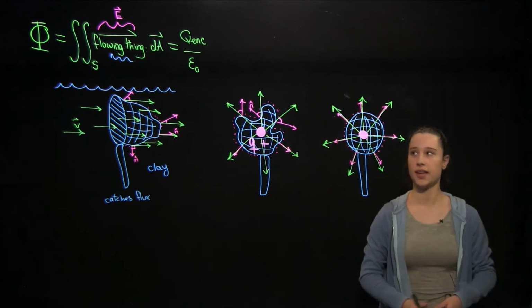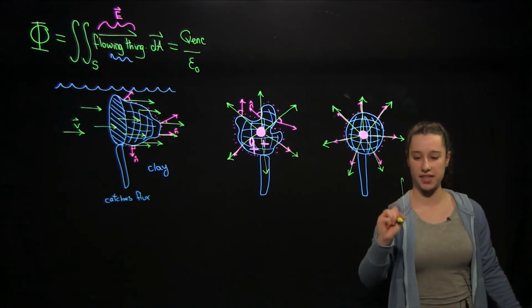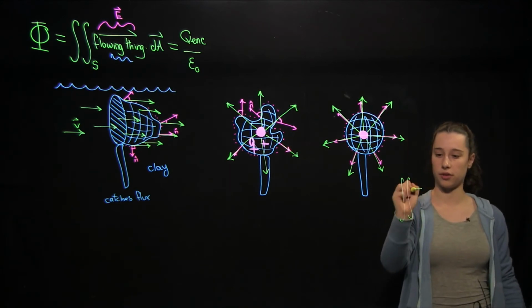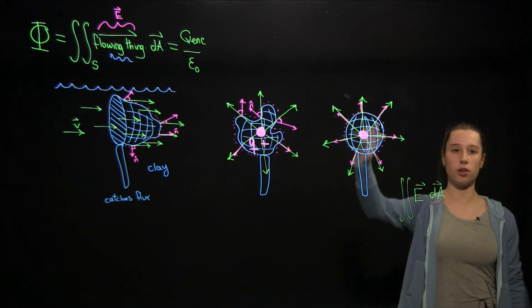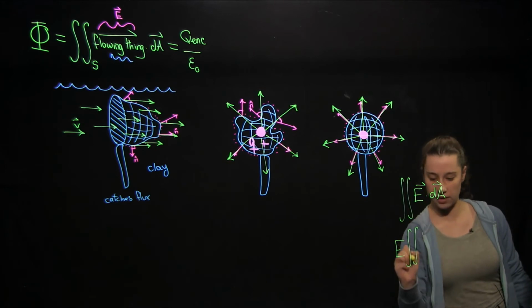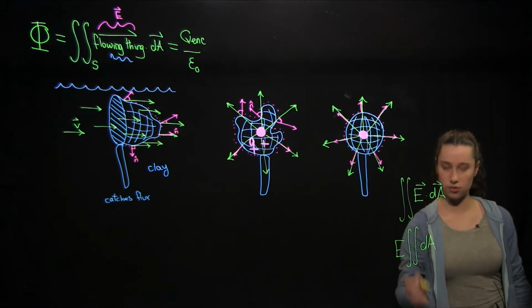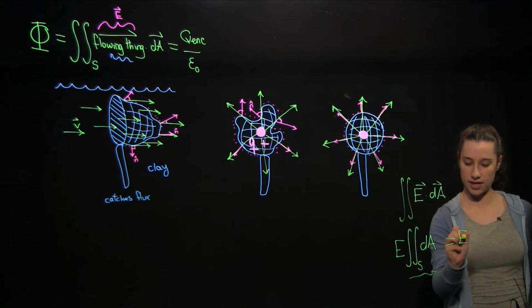They're all the same. And so now if we look at this equation for flux, we see our flowing thing is E. So the double integral of E dotted with dA. Well, these dot products are just the same all over our surface. So we can just pull E out of the integral because it's the same everywhere. So this just becomes E times the integral of dA over our surface. And, well, this is just A. So we just have EA.